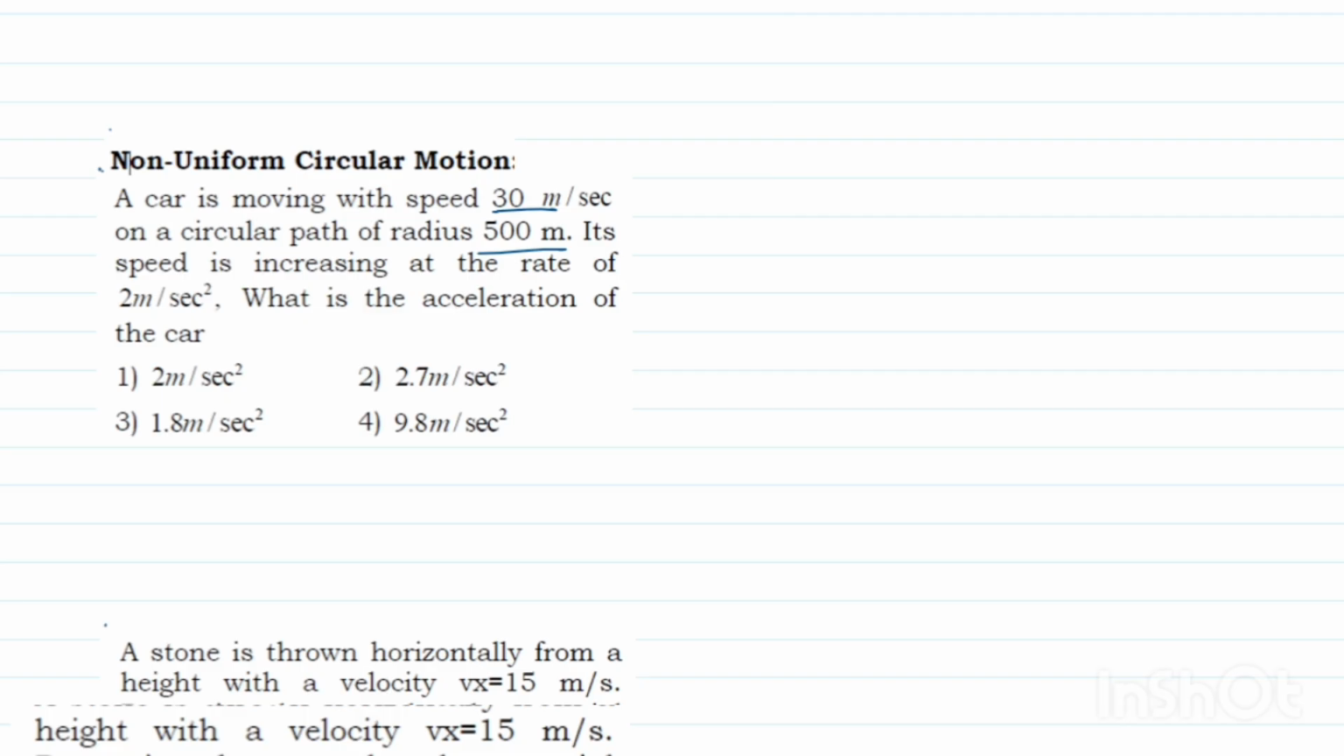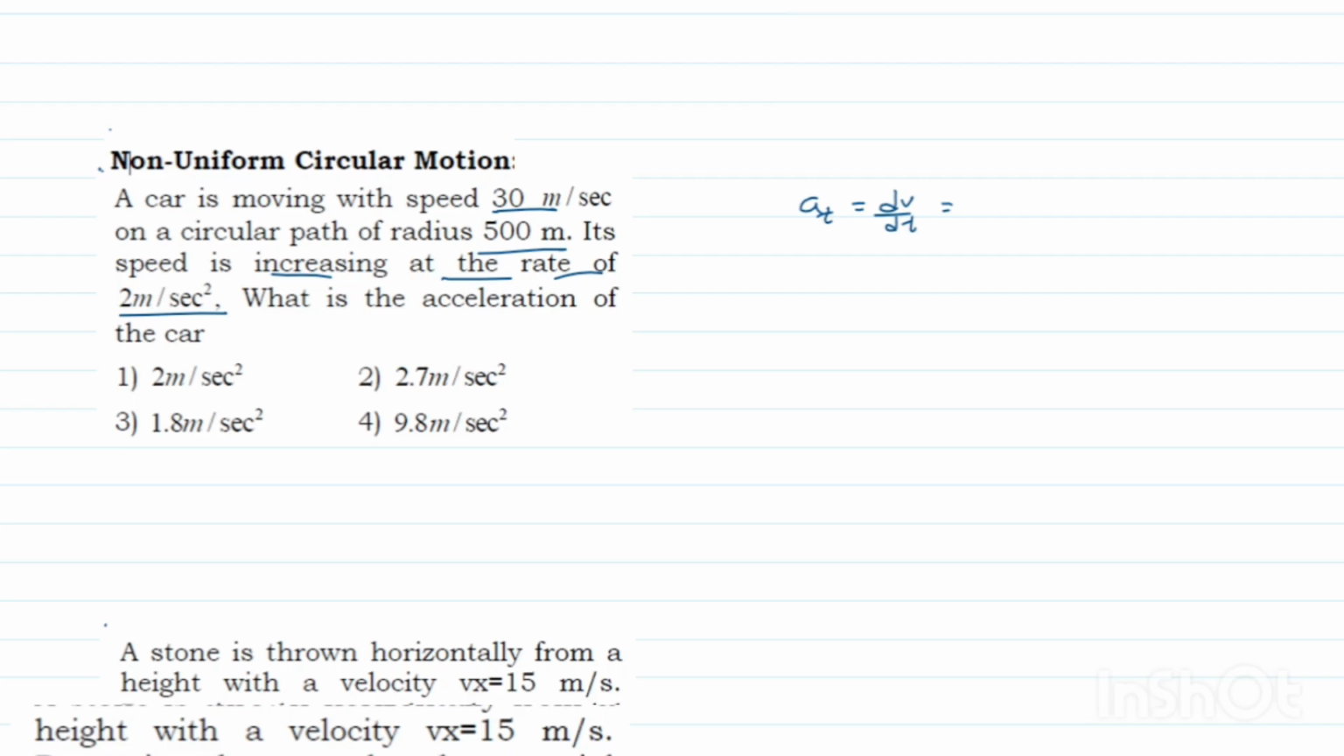Its speed is increasing at the rate of 2 meter per second. So the speed increasing at the rate, in the sense here, that is at equals dv by dt, students, which is nothing but what we will be calling the tangential acceleration.